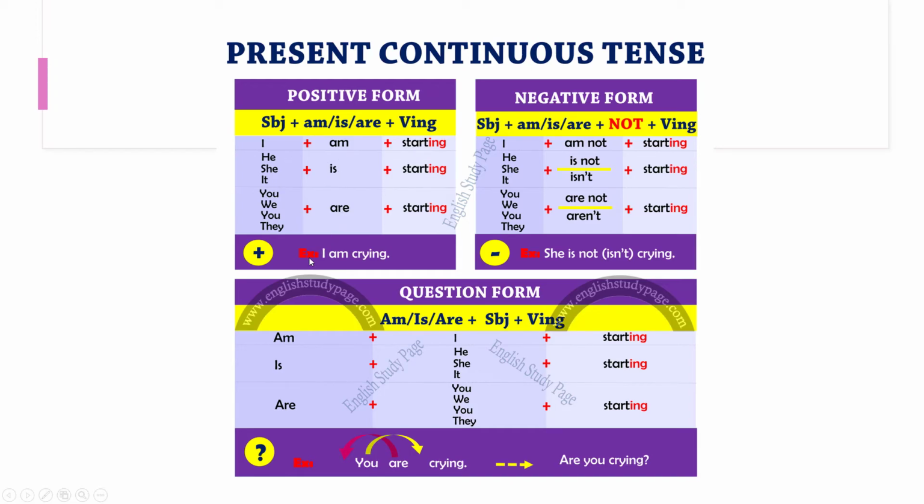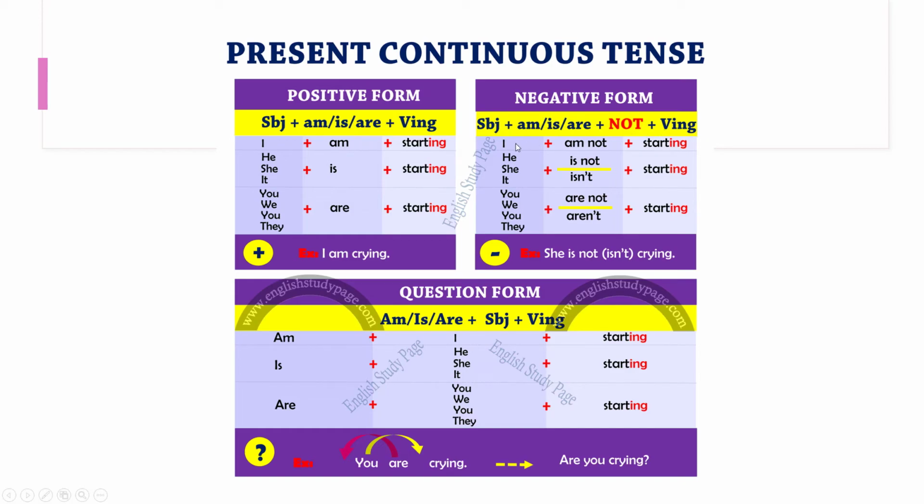Look at the example. I am crying. I am crying. Yo estoy llorando. In this moment, remember that. Let's see the negative form. The subject first, I, he, she, it, etc. The verb to be, am, is, are. Then not, and the verb with the ing form.